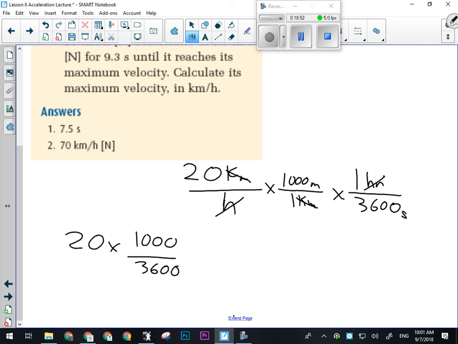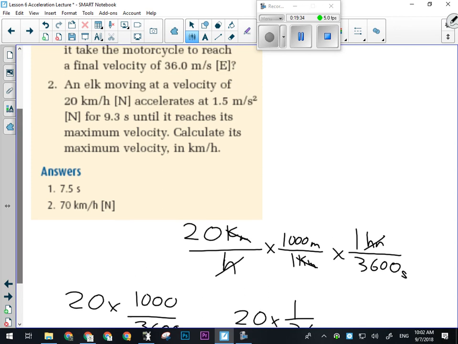Can I simplify that? I can simplify it like this, right? It'd be the same as doing this. Can I just go 20 divided by 3.6? That's how you convert kilometers per hour to meters per second. Divide by 3.6. You want to go the other way, you multiply by 3.6. So to convert kilometers per hour to meters per second, divide by 3.6. To get meters per second to kilometers per hour, multiply by 3.6. All right, I'll give you a few more minutes to get number 2 finished now that you can do that part of it.